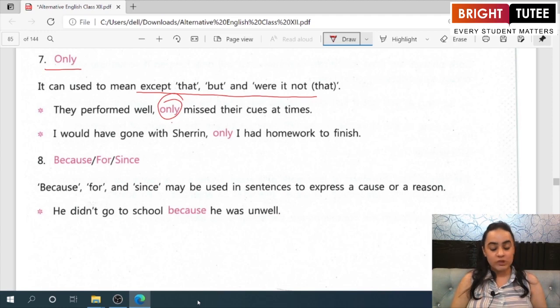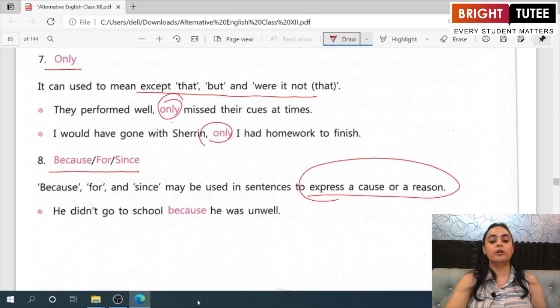I would have gone with Sharon, only I had homework to finish. The only problem was that I had a lot of homework to finish. The next conjunctions that we have are because, for, and since. All three of them are used to express cause or a reason in the sentence.